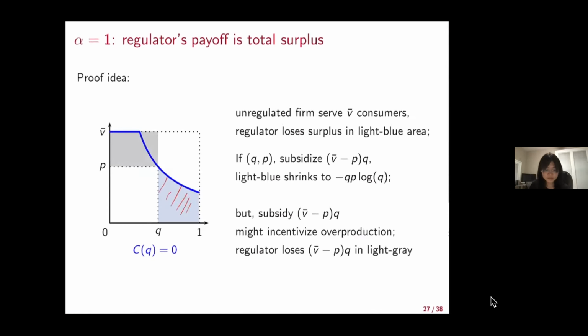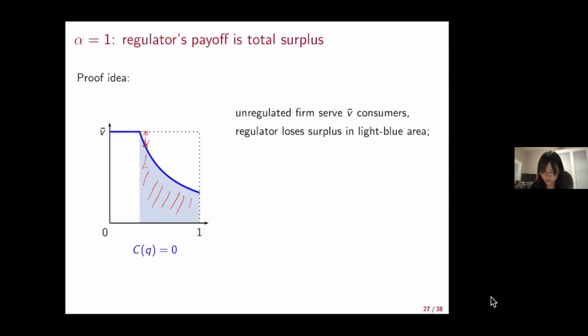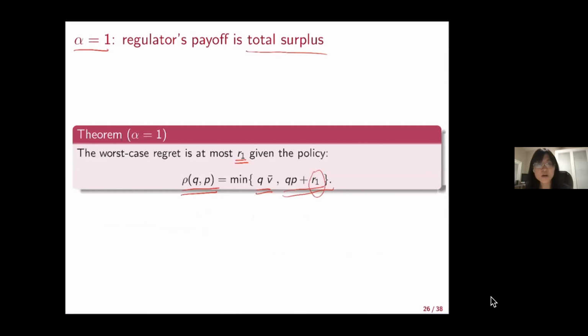On the other hand, the regulator is giving the firm this gray area of subsidy. So this subsidy might potentially incentivize an inefficient firm to produce. So the optimal policy basically balances the area of this light blue area, which is the regret from underproduction, and the area of this light gray area, which is the regret from overproduction. So that is the main intuition of this optimal policy. Okay. Any questions?